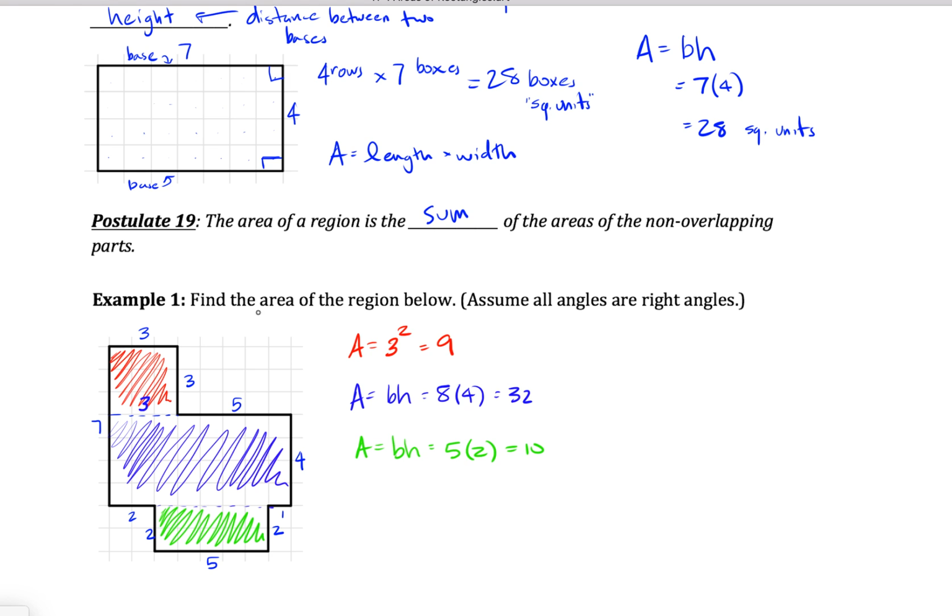So now, according to postulate 19, all I need to do for the area of this complex region right here is take 9 plus 32 plus 10, and that'll give me, let's see, 9 plus 32 is 41, and 41 plus 10 is 51. So that region right there is 51 square units.